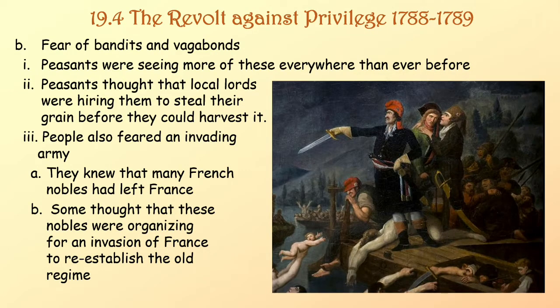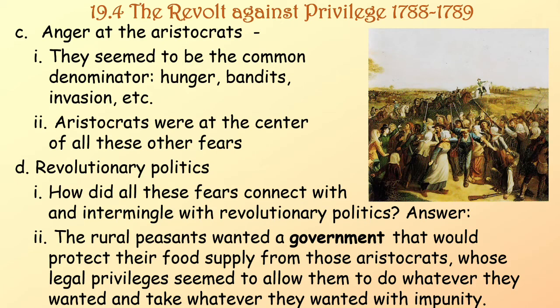Number 2, fear of bandits and vagabonds. Peasants were seeing more of these everywhere than ever before. Peasants thought that local lords were hiring them to steal their grain before they could harvest it. And people also feared an invading army. They knew that many French nobles had left France, and some thought that these nobles were organizing for an invasion of France to reestablish the old regime. Number 3, anger at the aristocrats. They seemed to be the common denominator. Hunger, bandits, invasion, etc. Aristocrats seemed to be at the center of all these other fears.